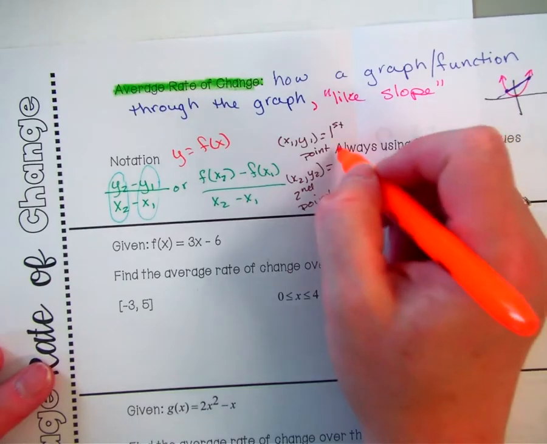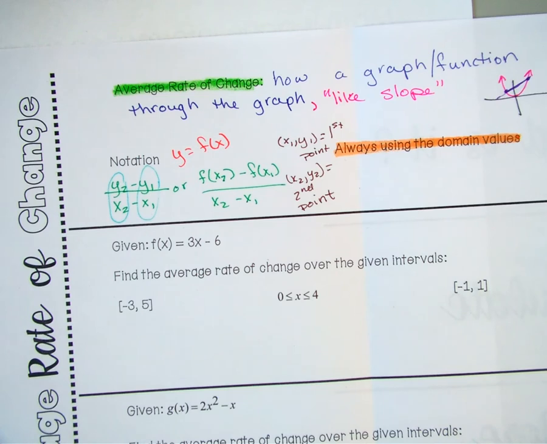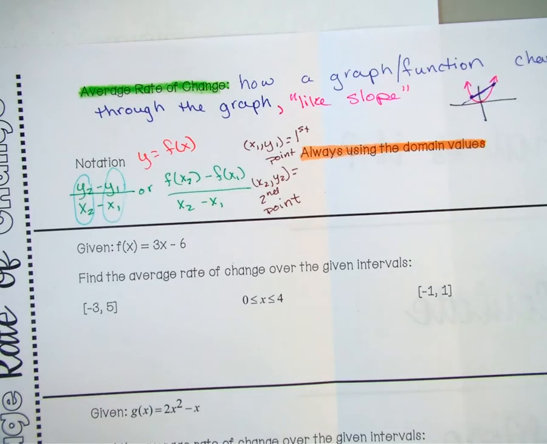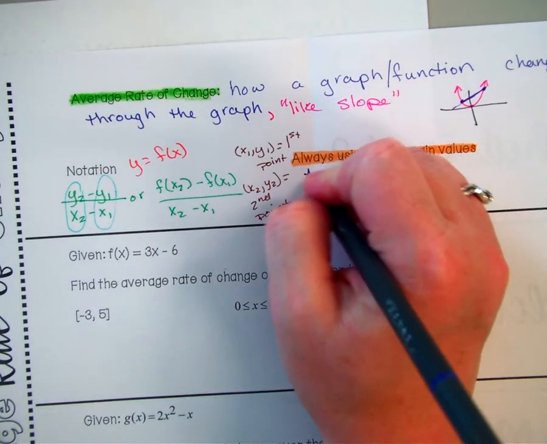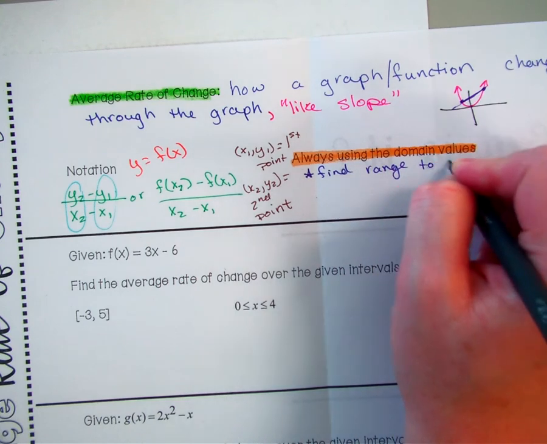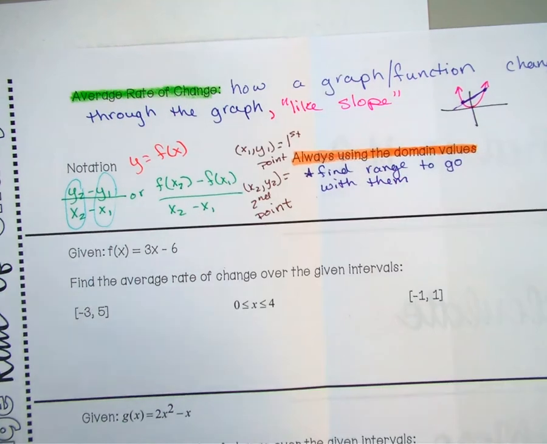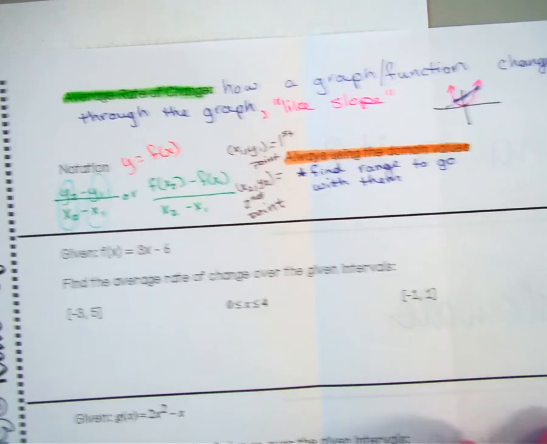So then the other thing to keep in mind is when they're asking you to find the average rate of change, they're always going to give you the domain values. Okay? Always gives you those domain values. So what you need to do is find the range values that go with them, because you need to have points. So you're given the domains, you've got to find the ranges that go with them so that you can actually calculate your average rate of change. You need 2 full points in order to find that average rate of change.